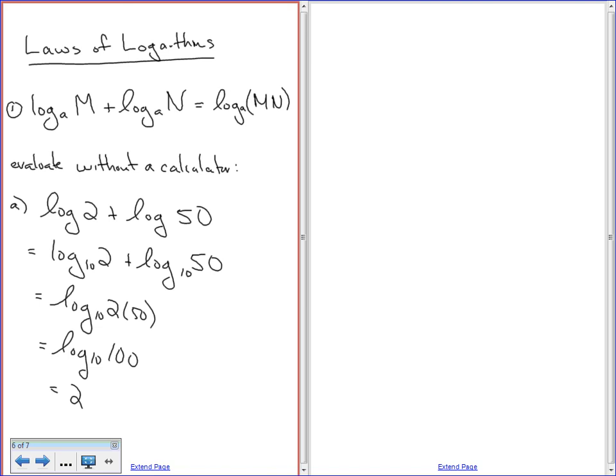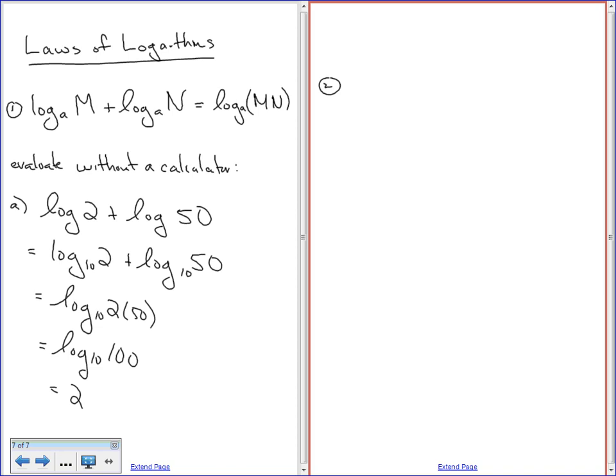Because they're so important, we're going to practice using the laws in the next couple of examples. Before we do that, let's learn the other two.